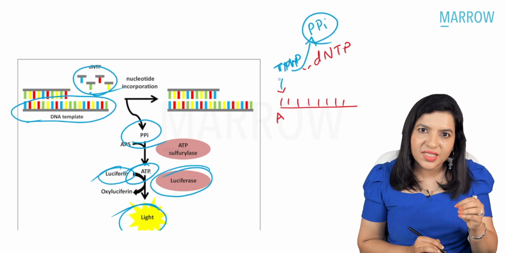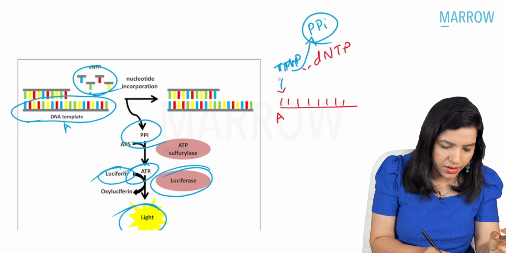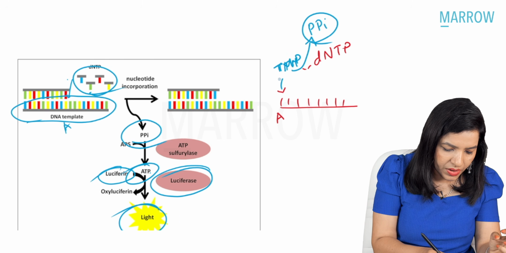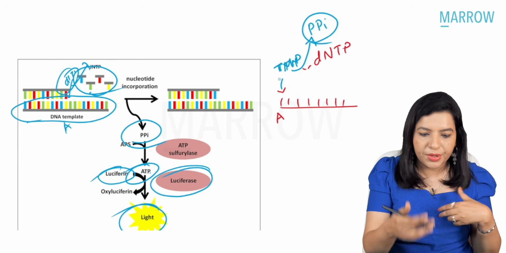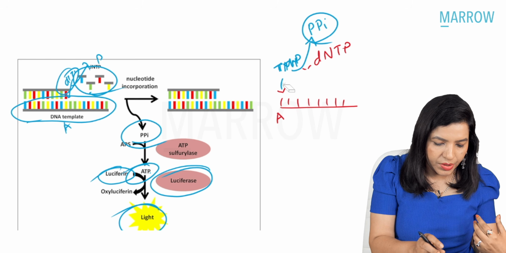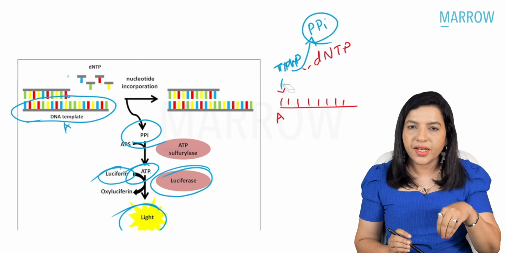So whenever there is an adenosine here and it is paired with a T, dTTP comes, then dTMP or TMP will join and PPi is released. So PPi will be released, and that PPi will produce the light.